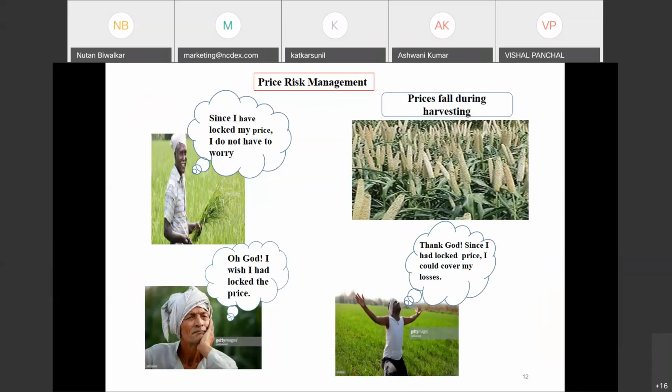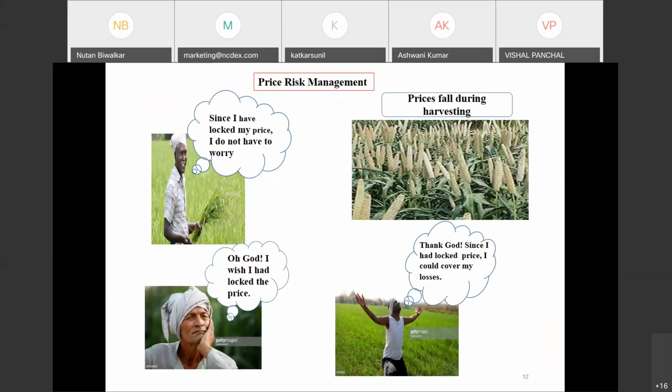So in this way, he will hedge himself, and vice versa. Now, in case of the farmer, suppose he doesn't know what the price would be at the time of harvesting. If he didn't lock his price, then he has to suffer losses at the time of harvesting because the prices are falling. This is the usual scenario.